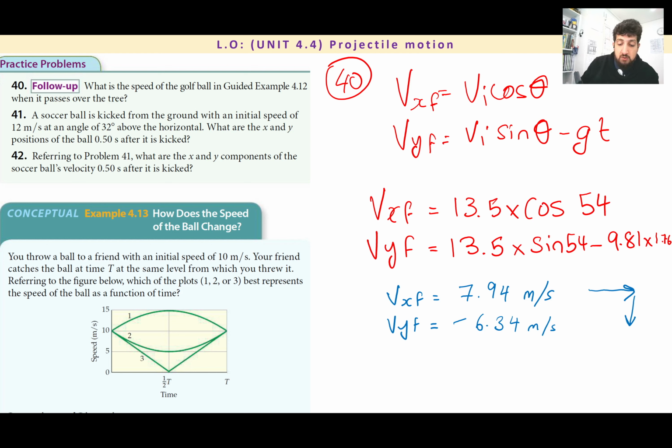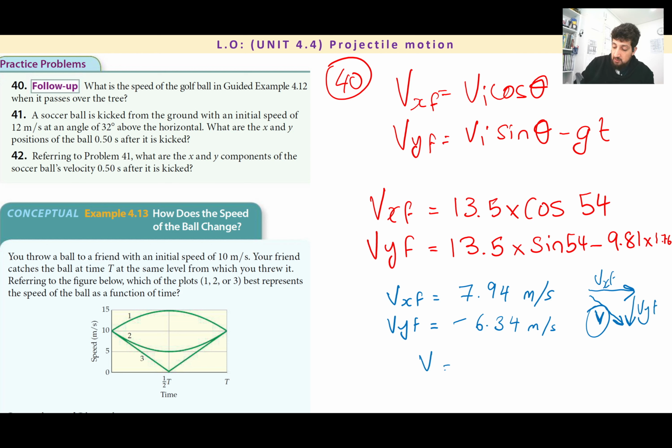No, we're not done, because the question asks for the speed when it passes over the tree. It doesn't say the horizontal speed or the vertical speed. It says the speed. They want this. But we know how to work this out. We just take Vxf and we take Vyf and we square them and we find the square root.